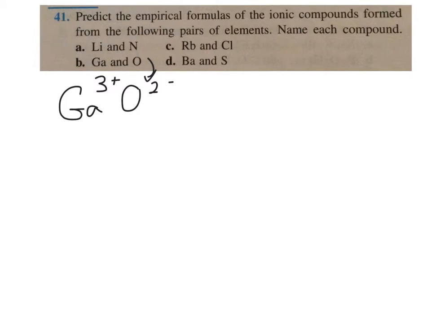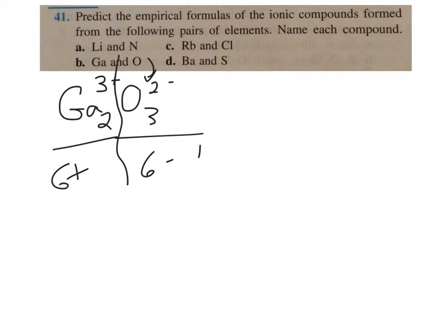And now we've got a little more complicated problem here. We've got a 3 plus and a 2 minus, and so we have to find a common number between 2 and 3, and that number is 6, as you guys know. So we can drop a 2 there, which would give us an overall charge of 6 positive on the gallium side. And if we put a 3 there, that'll give us an overall charge of 6 negative on the oxide side. And so we end up with a balance in charge that is equal to 0.